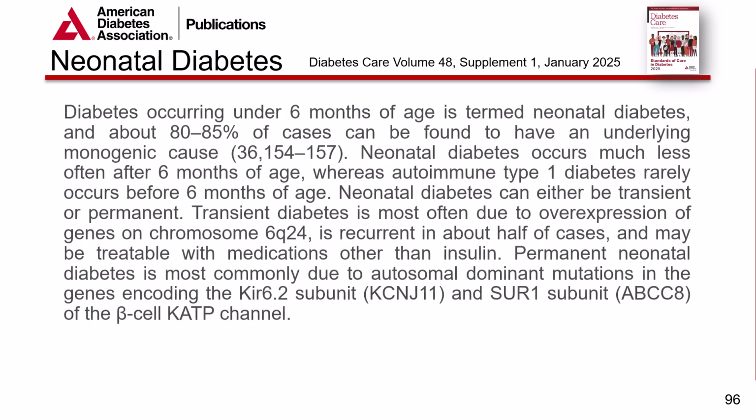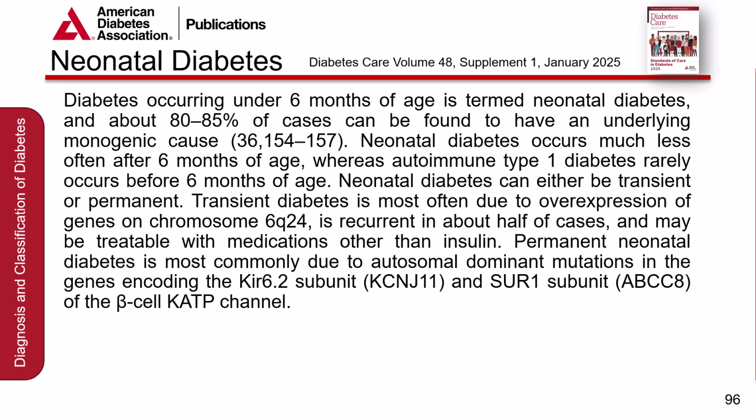Neonatal diabetes. Diabetes occurring under 6 months of age is termed neonatal diabetes, and about 80 to 85% of cases can be found to have an underlying monogenic cause. Neonatal diabetes occurs much less often after 6 months of age, whereas autoimmune type 1 diabetes rarely occurs before 6 months of age. Neonatal diabetes can either be transient or permanent. Transient diabetes is most often due to overexpression of genes on chromosome 6q24, is recurrent in about half of cases, and may be treatable with medications other than insulin.